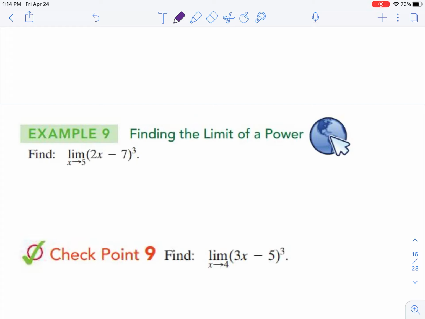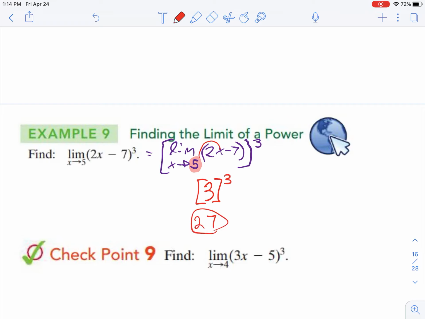So with this, instead of plugging in 5 and then doing all this, one of the things we are able to do is rewrite this as the limit as x approaches 5 of 2x minus 7, and then we take everything here to the power of 3. We know we're able to substitute this 5 directly in for our x value. When we do that, we're going to get 10 minus 7, which is 3. So we have 3 cubed, which is going to give us 27. What I'd like you guys to do, please go ahead and do checkpoint 9 for me. I'm going to give you a moment to do that.